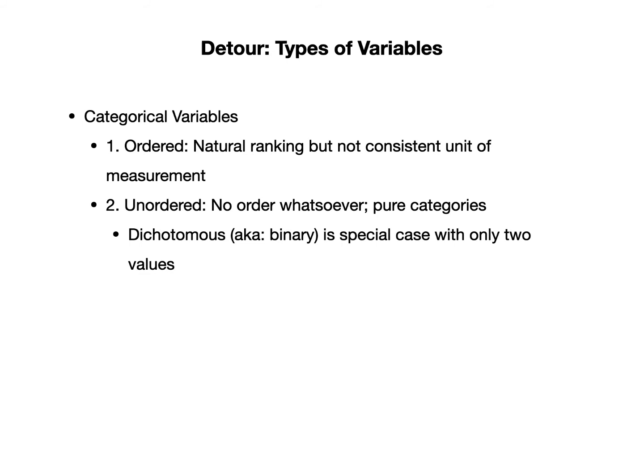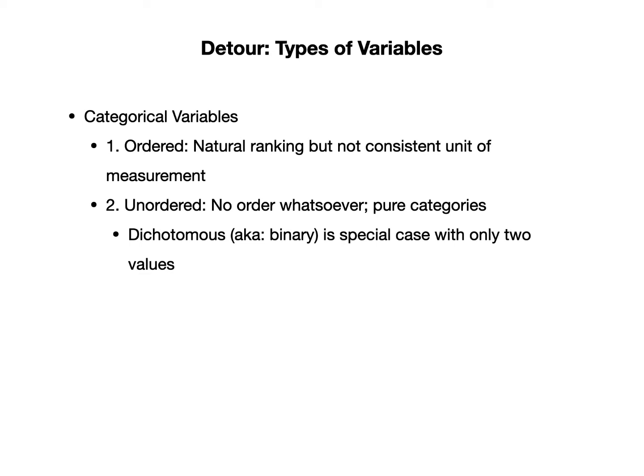A second or another kind of variable is a categorical variable. And here I'm going to make the distinction between ordered and unordered. Ordered categorical variables are where there's categories, but there's some ordering to them.